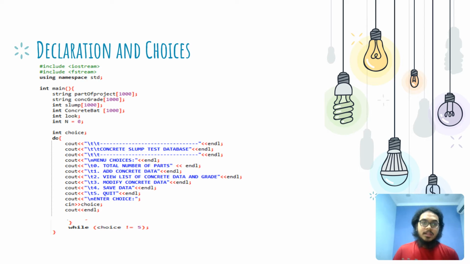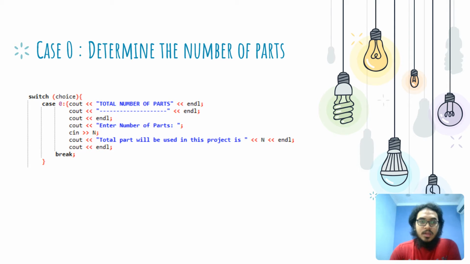So we continue with the next part. So next, I will talk briefly about the case 0, which is to determine the number of parts. So for this program, I will use the switch choices. So for the case 0, first of all, the program will ask to enter the number of parts, and after the number of parts is entered, it will print out the total part that will be used in this project, which is the number of parts.